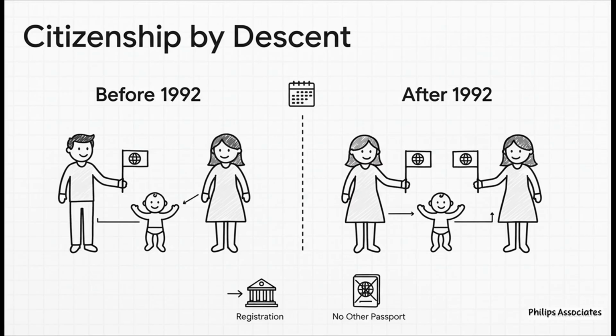And the huge turning point here was December 10th, 1992. Before that date, citizenship could only be passed down from an Indian father. But after 1992, the law became gender neutral, which is a big deal. It meant either an Indian mother or father could pass on their citizenship. The key things you have to do: you must register the birth at an Indian consulate, and you have to declare that the child doesn't hold a passport from another country.